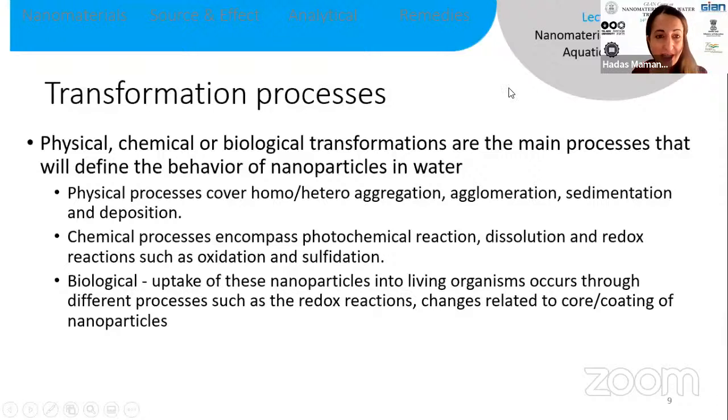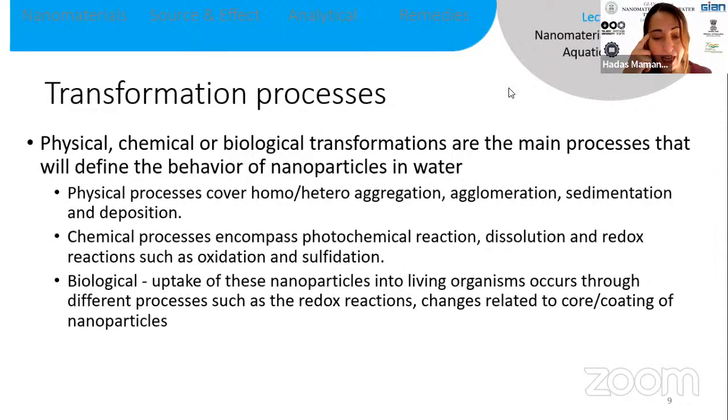Also, let's discuss a little bit the transformation processes. As also said in the morning, the transformation processes are either physical, chemical, or biological. So these are the three main transformation processes that define the behavior of nanoparticles in the aquatic environment.